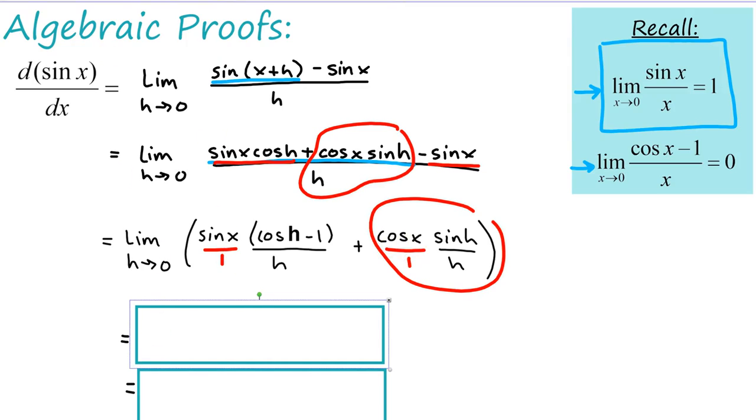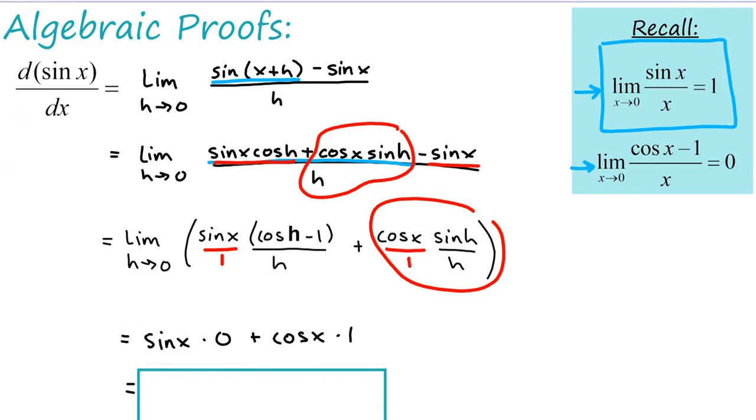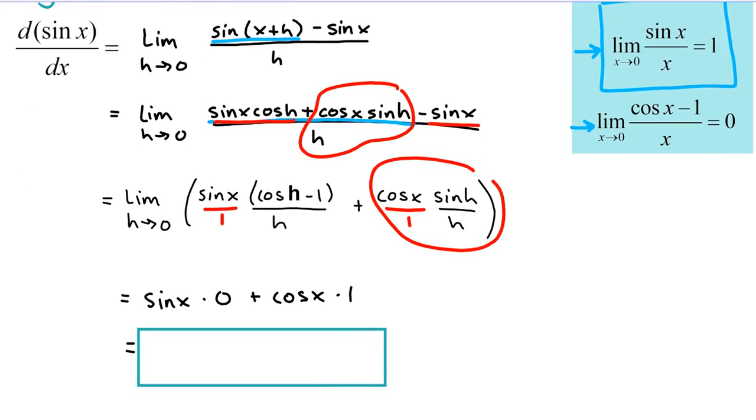Okay, so now that we have that, we can find the limits. So the limit as h goes to 0 of sine x is just sine x. There's no place to put the h or the 0. And then the limit of cosine h minus 1 over h as h goes to 0, that's this special one over here. So that is 0.